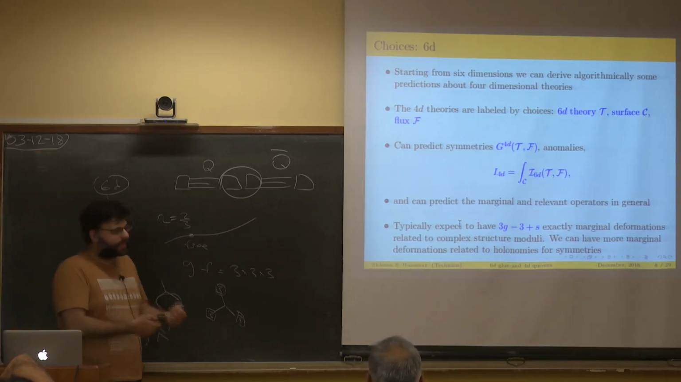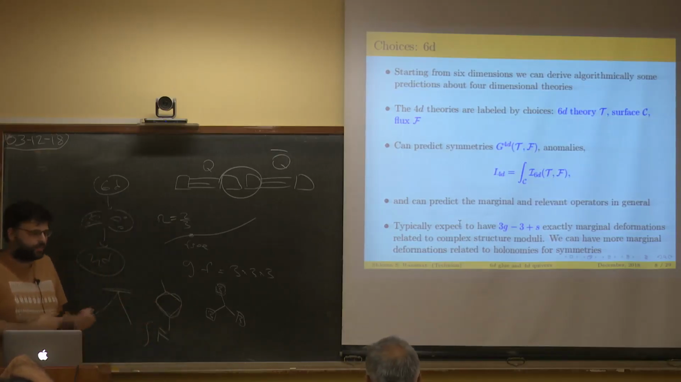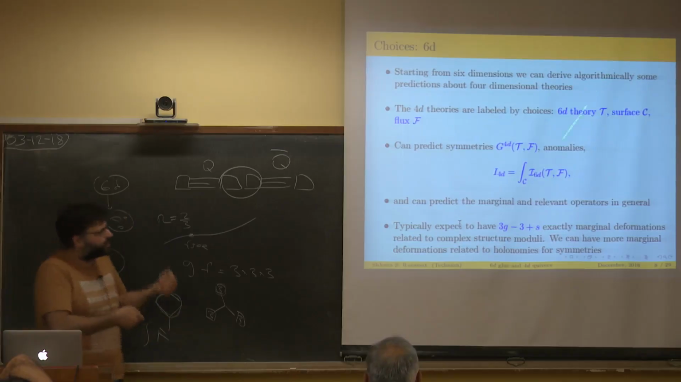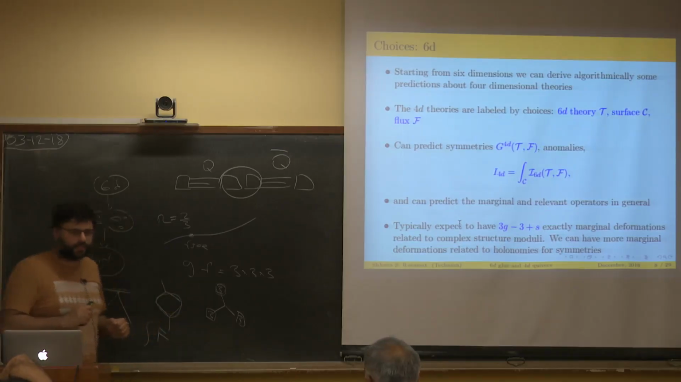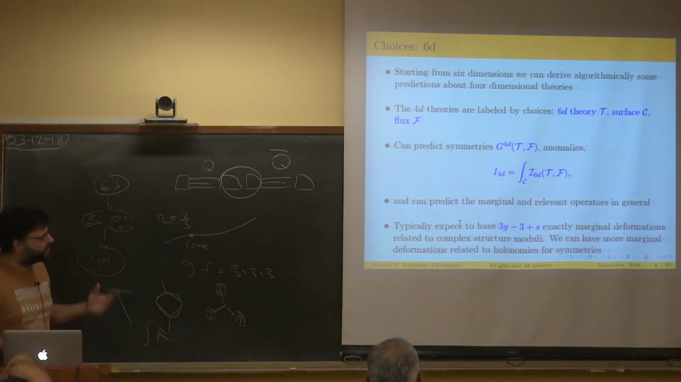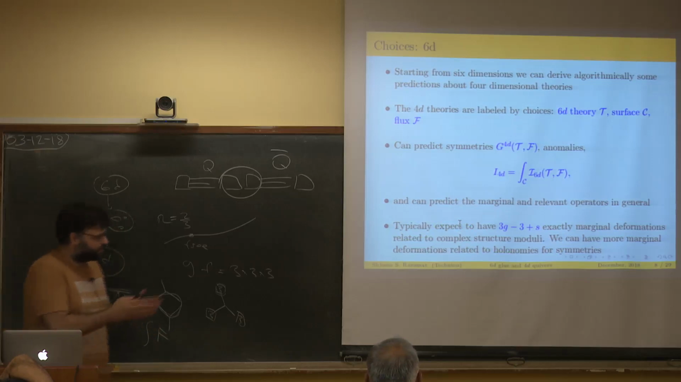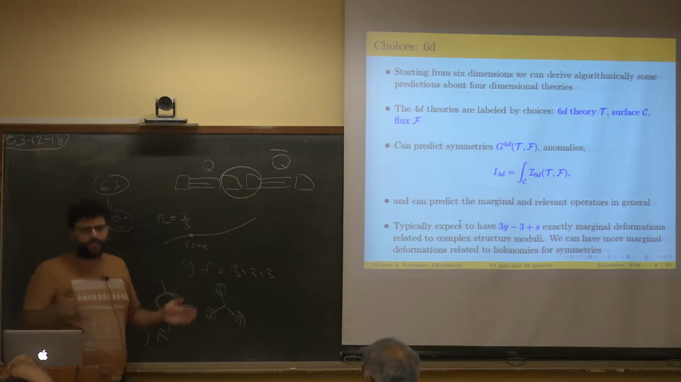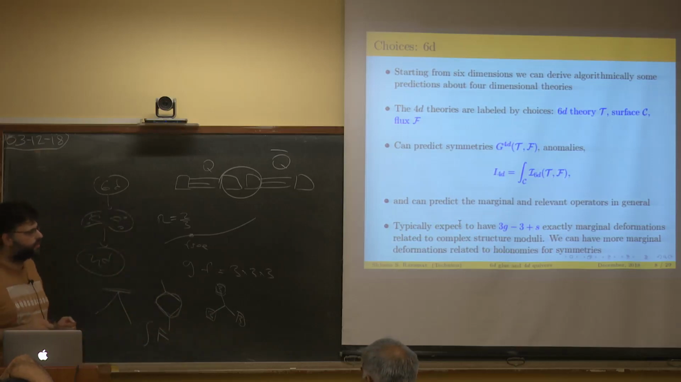So these are two very robust predictions that we can have, which don't depend on the details. Like, we don't know much about these 6D theories, but we can predict these things. We can predict other things. For example, in general, we can predict the number of marginal and relevant operators that these theories will have.